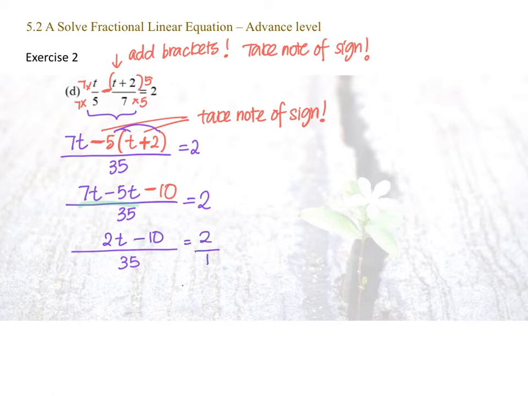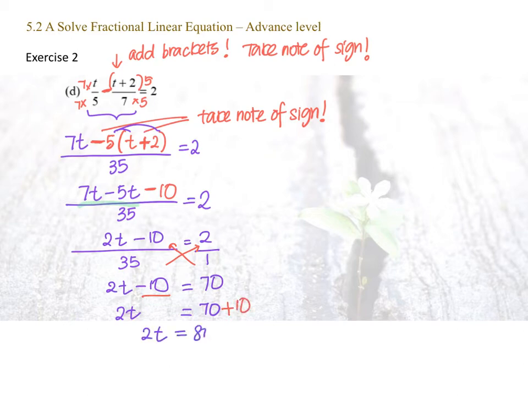Now what we can do, we can cross multiply over. So 35 times 2 gives you 70. And 1 times this expression here will be still 2t minus 10. Now, what minus 10 will give you 70? So it will be 70 plus 10. So 2t is 80. What is t? 40. Have you gotten the answer?